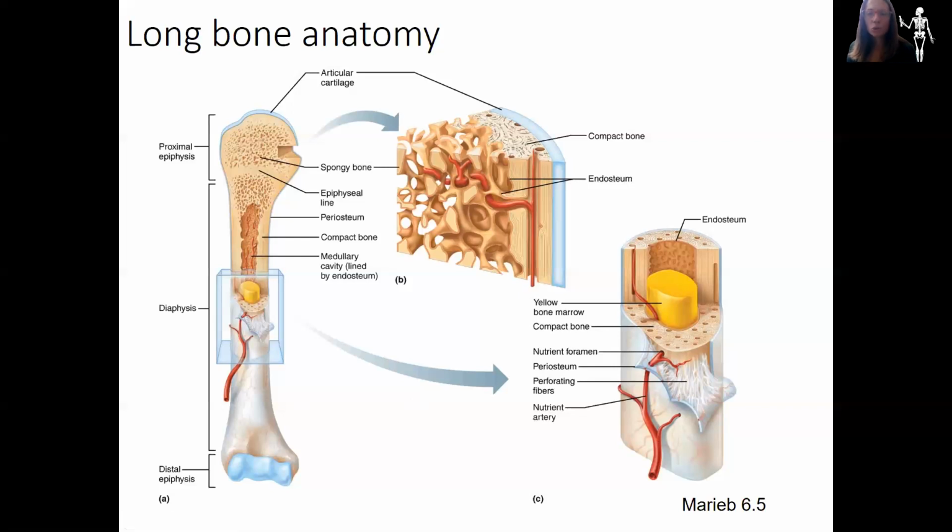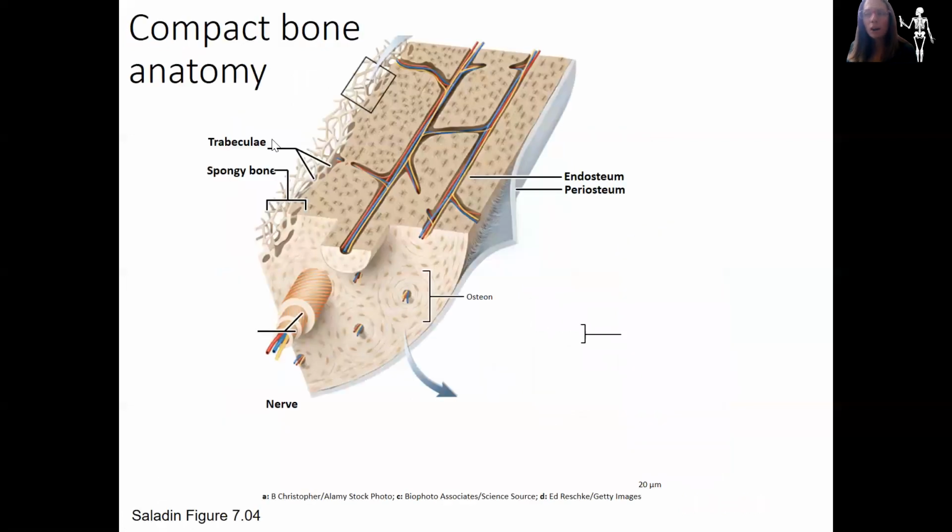So let's zoom into a little bit more anatomy, primarily looking at compact bone, but I do want you to see the spongy bone here. Also, the main component here is these trabeculae. So spongy bone is going to be a lot less dense, a lot less compact. And that allows for the inside of the bone to still be strong, but a little bit lighter than the bone would be if it was all made of compact bone.